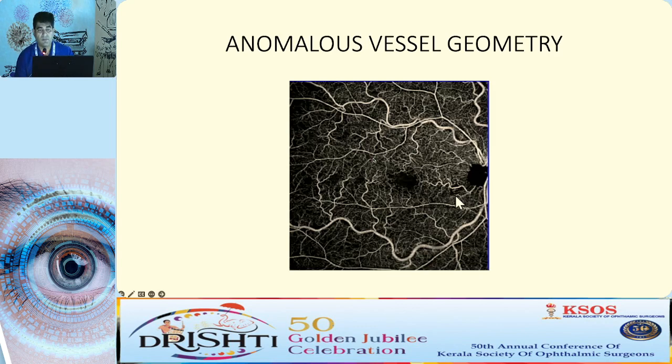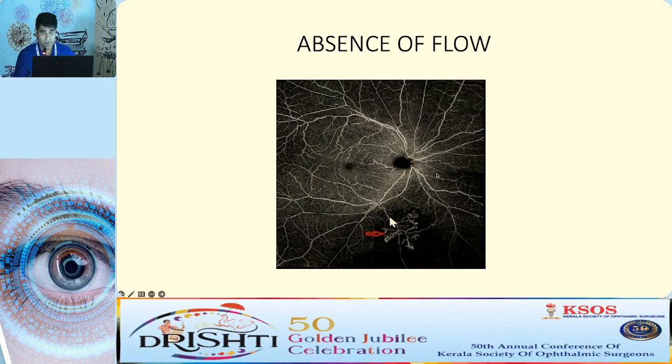Then we have anomalous vessel geometry, that is, dilated tortuous vessels. Here you can see the most common condition is central retinal vein occlusion, and this is a patient with central retinal vein occlusion showing anomalous vessel geometry. And the next is absence of flow. Absence of flow can be either due to non-perfusion or capillary dropout. Here you can see an area of non-perfusion within which you find an area of abnormal blood flow. So this is a patient with peripheral vein occlusion with neovascularization, which typically occurs at the junction of the perfused and the non-perfused vessel.